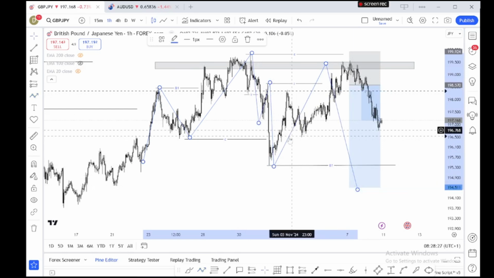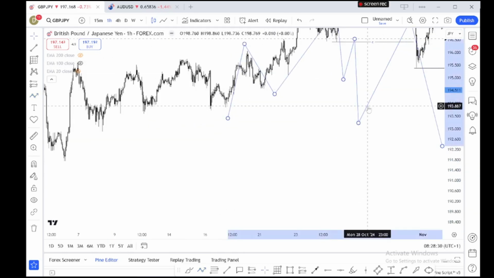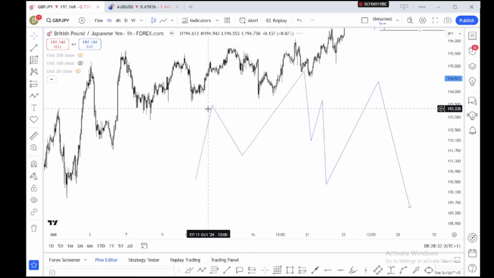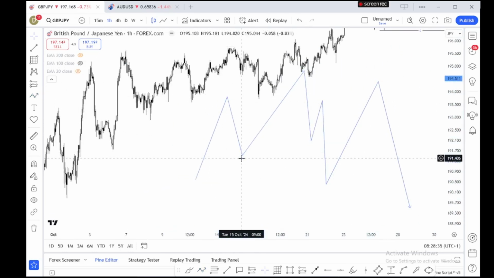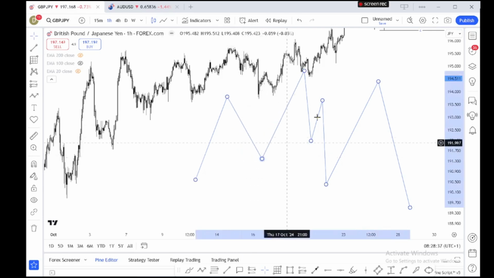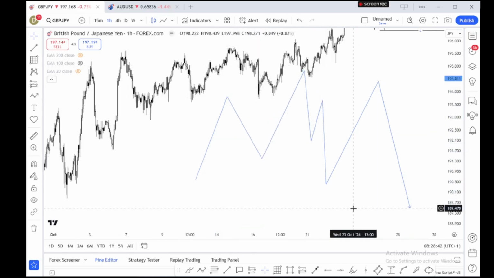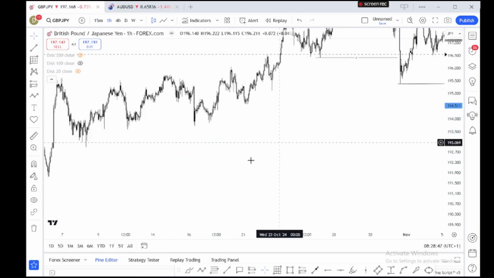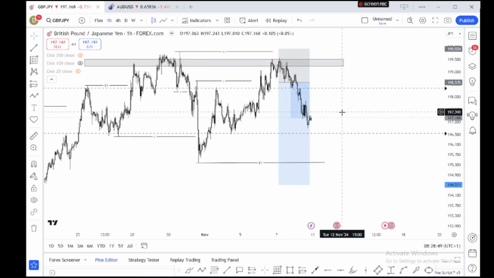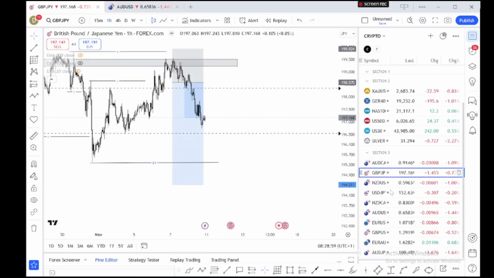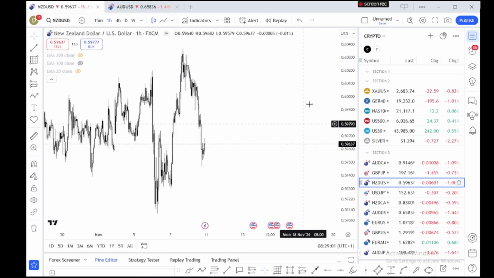So if I bring this out now, you will see that this is exactly what I was explaining to you in my previous video. So you see change of character, inducement, mitigation, market breakdown. This is just how the whole thing happens, and this is what I'm expecting. I'm still expecting more push down, although I'm already at break even. So I'm expecting the market to push down a little bit. So I had an NZD USD too.